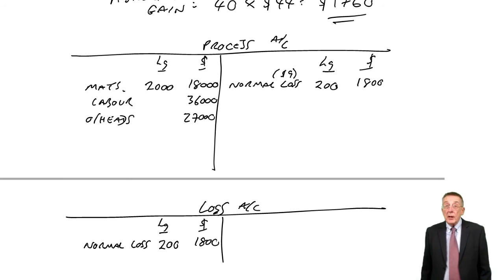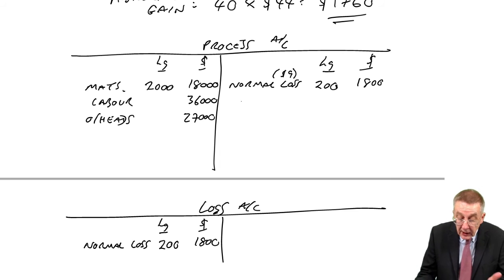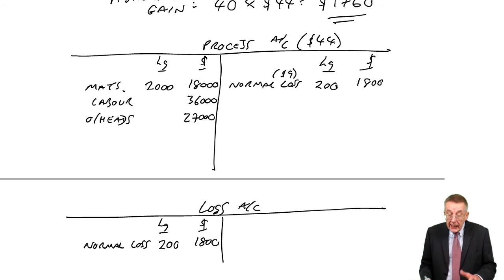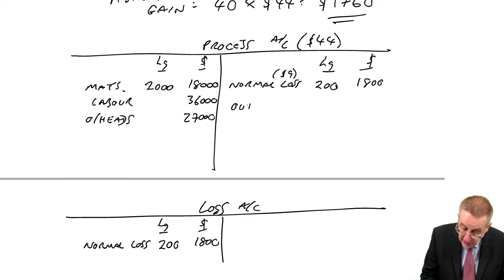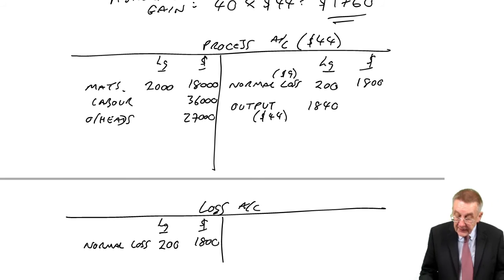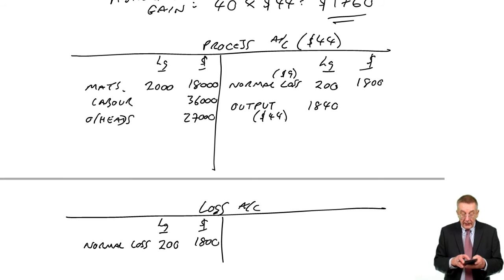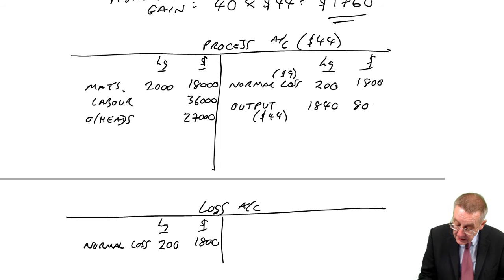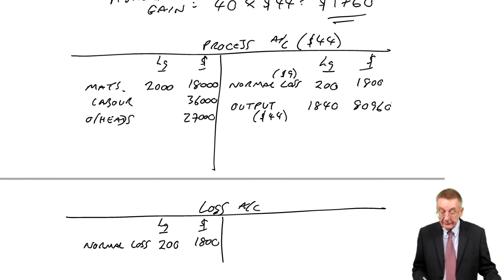We then value our output. Well, we did our costing, sorry, and got 44 a unit. And our output, the actual output, 1,840 kilos, valued at full cost of 44. Can't be bothered rounding that. $80,960.